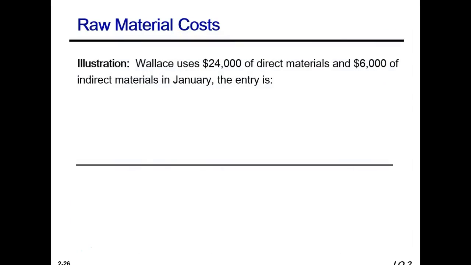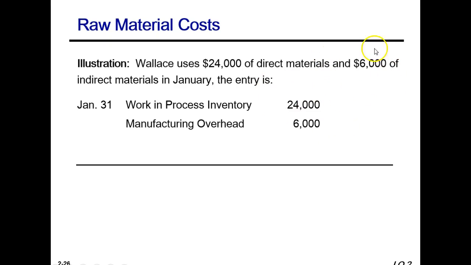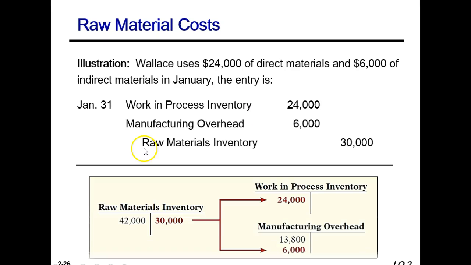So Wallace uses 24,000 of direct materials and 6,000 of indirect materials in January. So the entry to record these will be the 24,000, because we're working on it, a work in process debit of 24,000. The 6,000 of indirect materials goes directly into manufacturing overhead. Then what we do is we credit the raw materials inventory.